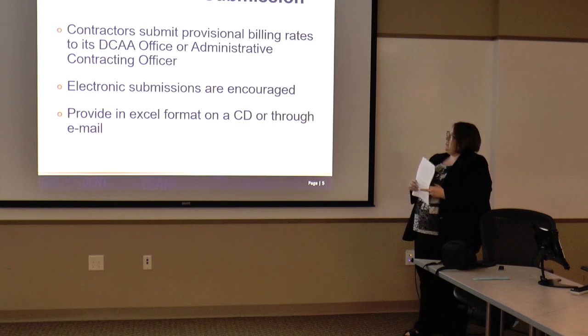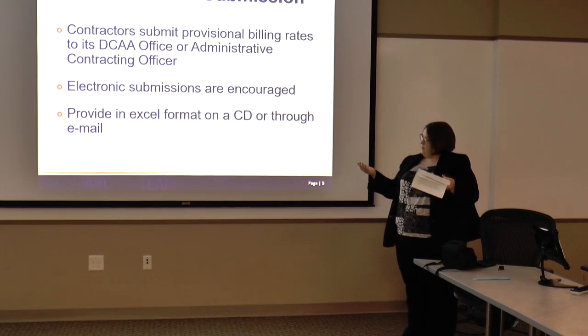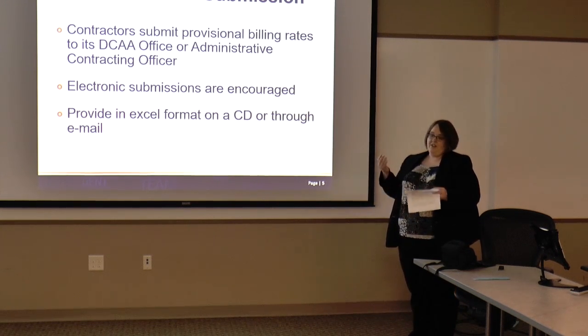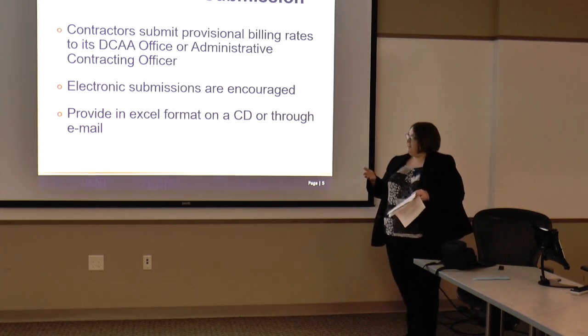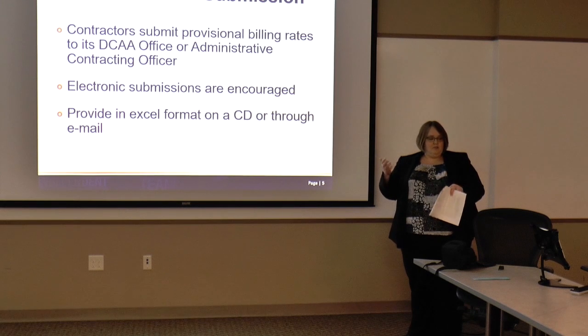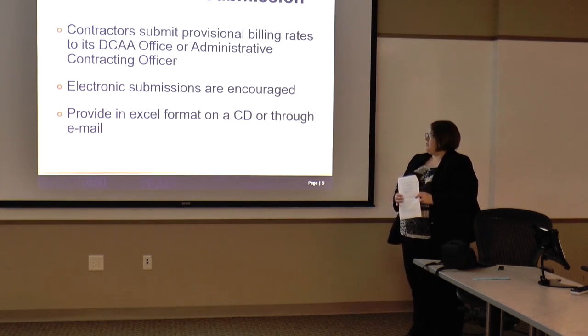As for the procedures for the submission, if you do not submit a rate, we can establish rates from information in our file, and we have done that, but most contractors will normally submit a rate package. You will submit it to the DCAA office or the administrative contracting officer. You can find your cognizant DCAA office using the FAO locator on the DCAA website. It's always nice to get electronic submissions because then we can do the math check, especially if you have multiple spreadsheets or allocations, to see where the numbers are coming from. Excel format, on a disk or CD, or through email is the preferred way.